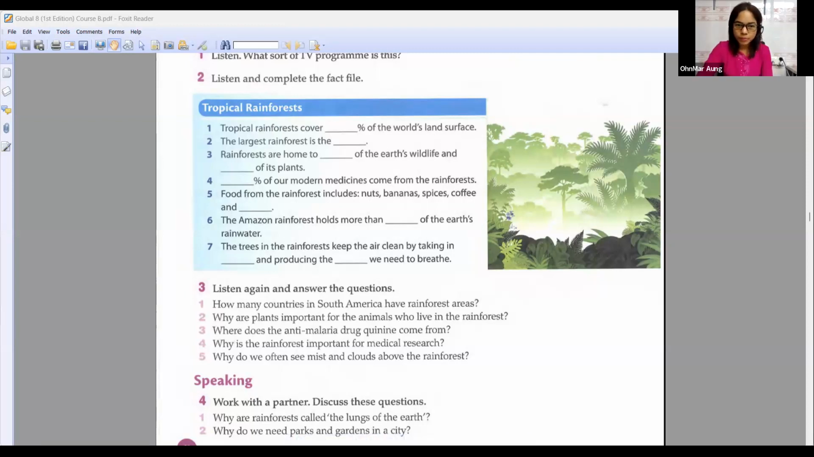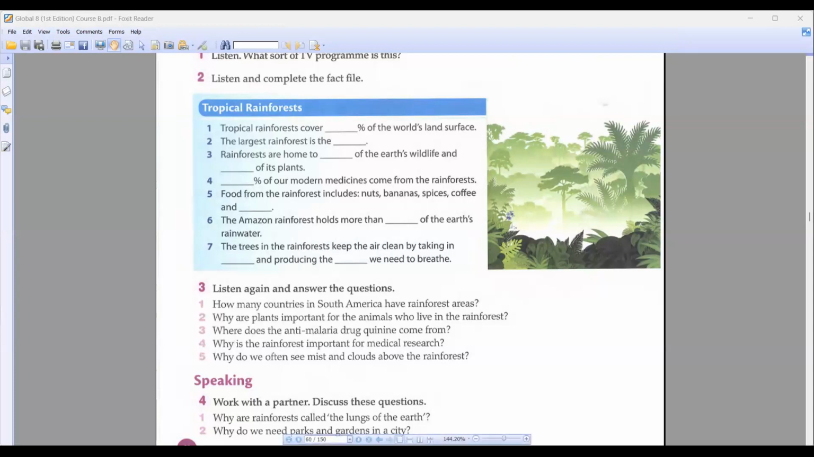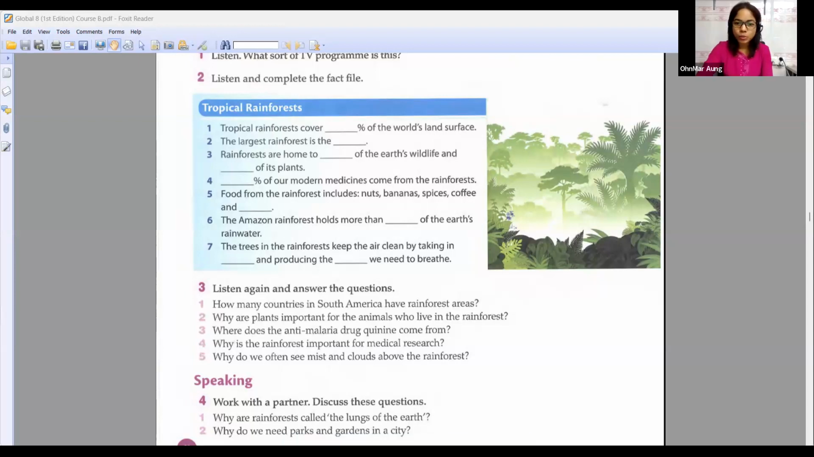The answer is correct. But or the trees? Yeah, only a tree. Which tree? In general, it means the tree from Amazon, right? That is one. So number three: the anti-malaria drug quinine comes from the trees from Amazon.